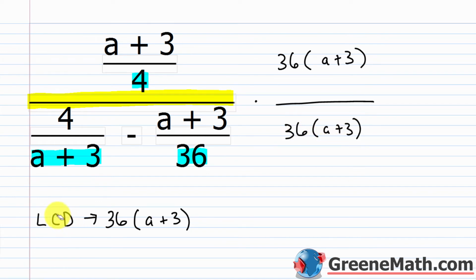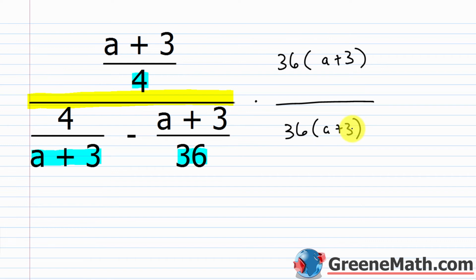And why is this legal before we move forward? Again, this quantity over this quantity is equal to 1, right? Any non-zero value over itself is 1. So 36 times the quantity a plus 3 over 36 times the quantity a plus 3 is 1. It's a complicated form of 1, but we are still multiplying by 1, and so we're not changing the value.